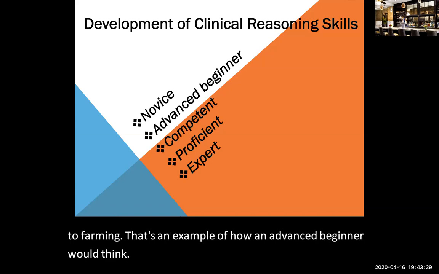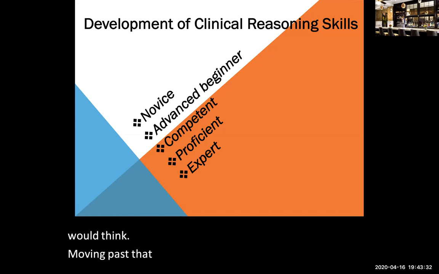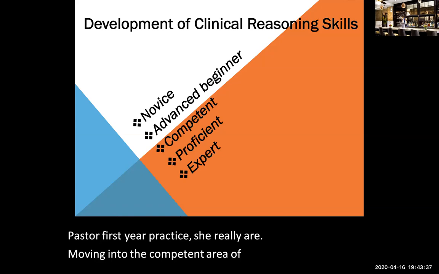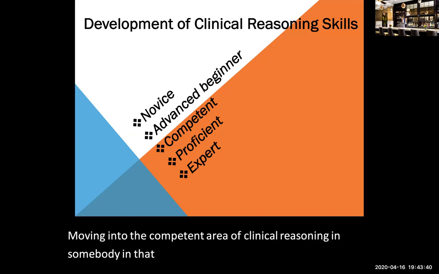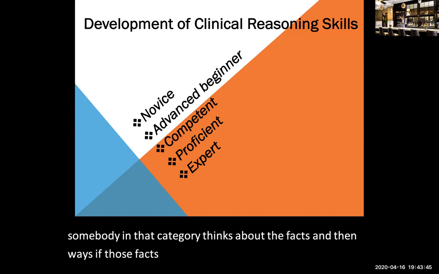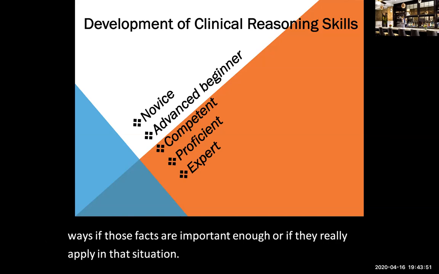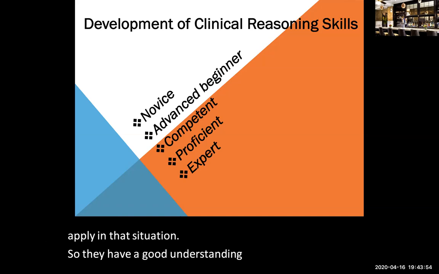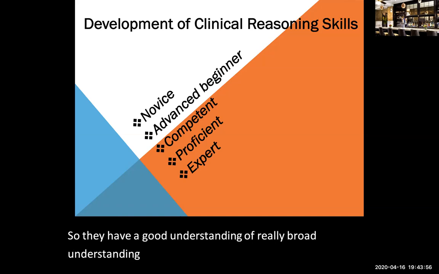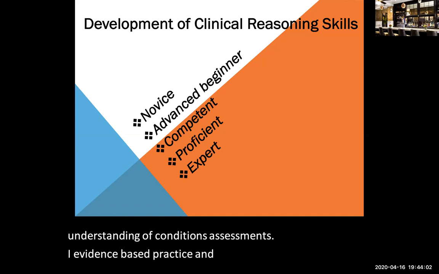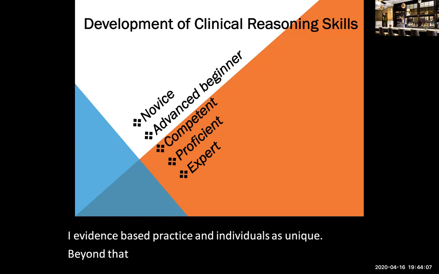Moving past that, past your first year of practice, you really are moving into the competent area of clinical reasoning. And somebody in that category thinks about the facts and then weighs if those facts are important enough or if they really apply in that situation. So they have a good understanding, a really broad understanding of conditions, assessments, evidence-based practice, and individuals as unique people. Beyond that is the proficient practitioner.